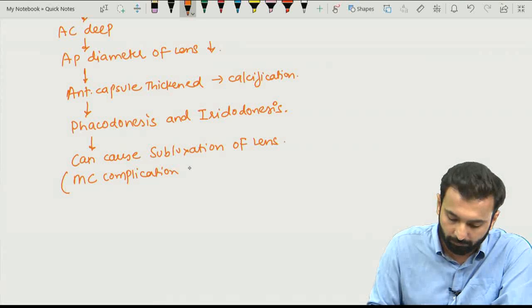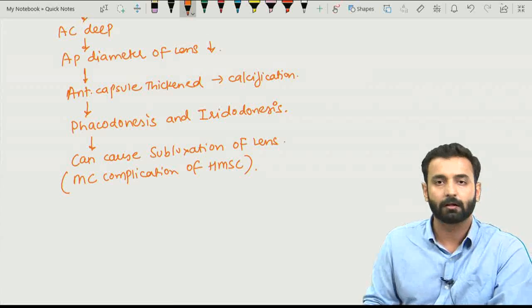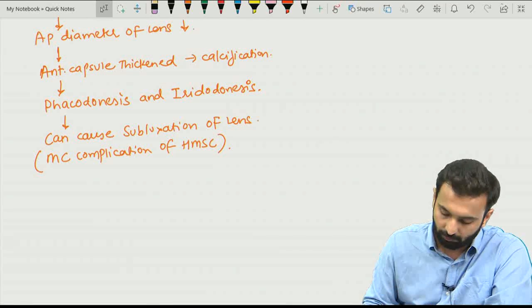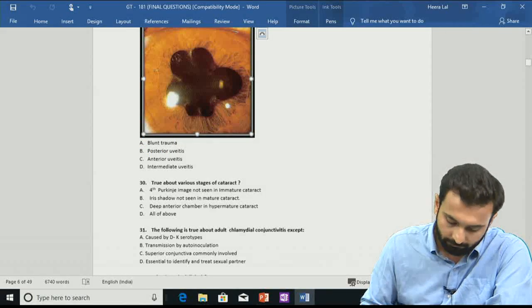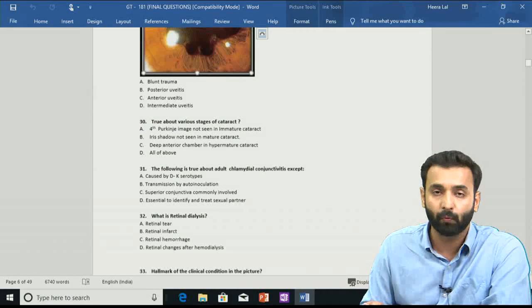This is the most common complication of hypermature senile cataract, right? So this is all about what you should know in this question. Coming to the next question, question number 31.